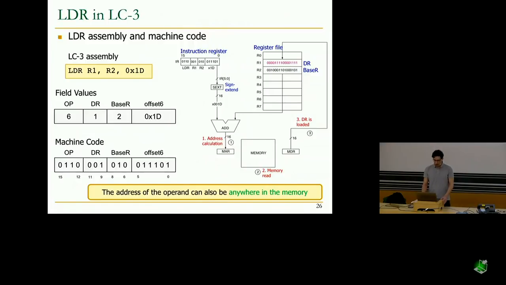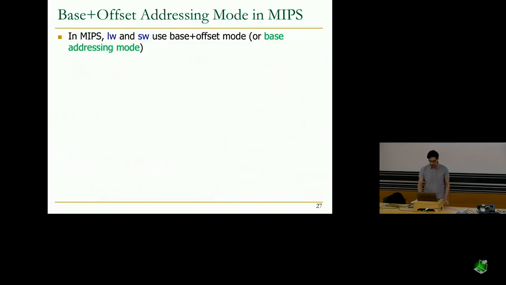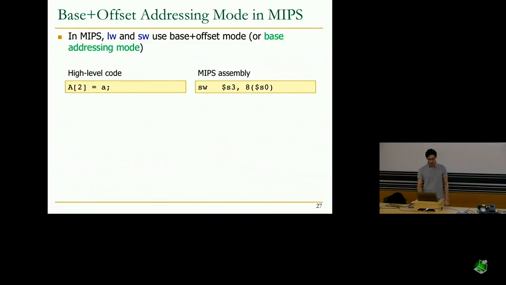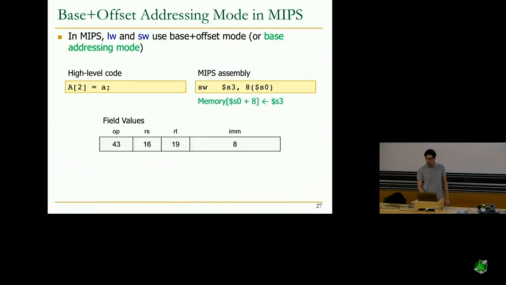How is this in MIPS? In a very similar way, for LW and SW, load word and store word. This is the MIPS assembly for store word. You can compare it to load word. You will see that it's exactly the same. The only thing that changes is the S instead of the L, and also the fact that here, $s3 is the source register, because that one contains the value that we want to write into memory. So these are the semantics, and these are the field values.